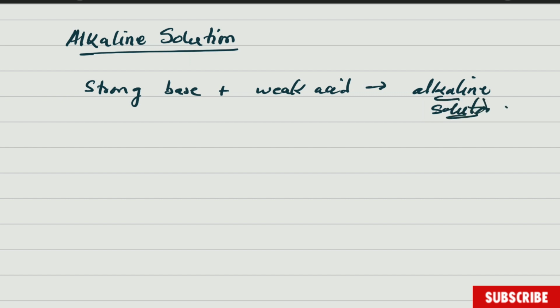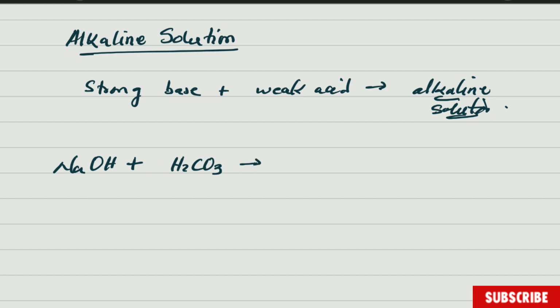Okay, so that is important to know. Now let's see one example. Let's see, for instance, when sodium hydroxide, NaOH, reacts with carbonic acid, H2CO3. This one is a weak acid.